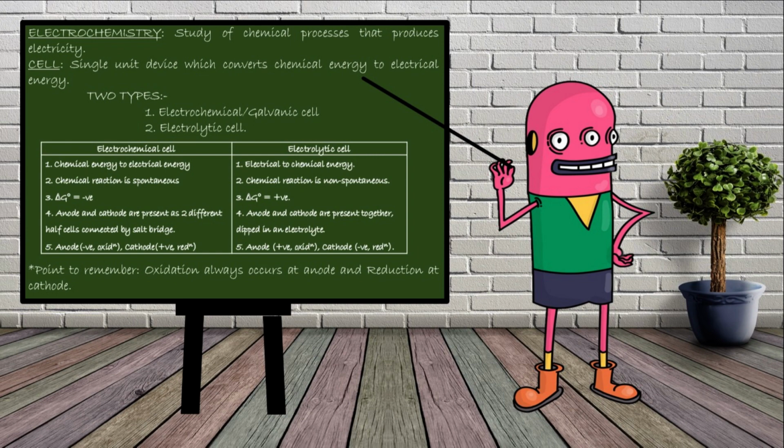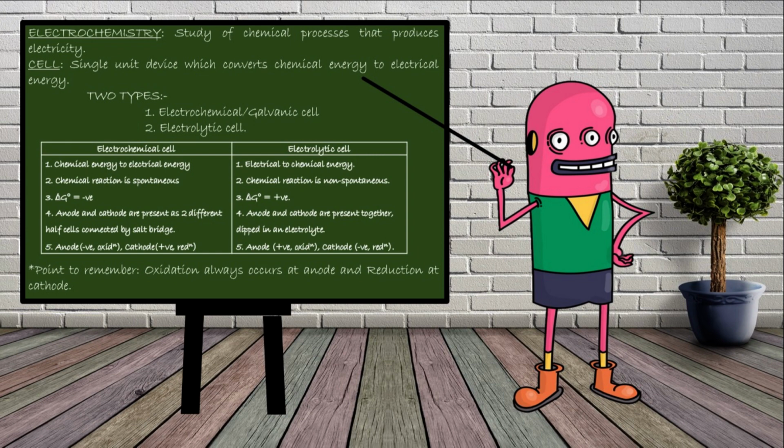Now, let's study about cell. A cell is a single unit device which converts chemical energy to electrical energy. There are two types of cells. First one is electrochemical cell. It converts chemical energy to electrical energy. It is also known as galvanic cell. Second one is electrolytic cell. It converts electrical energy to chemical energy.